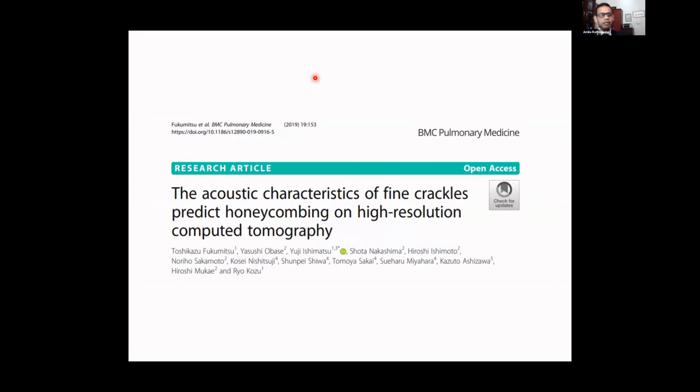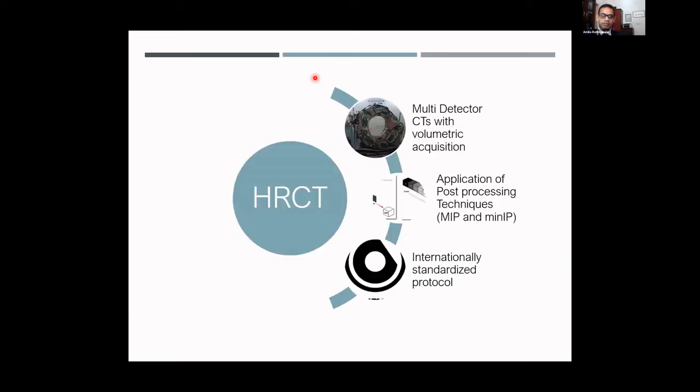This is a study published in BMC Pulmonary Medicine by a group of researchers. They have emphasized the fact that acoustic characteristics of fine crackles predict certain CT features like honeycombing with significance. So it is very important as a clinician, even as a general practitioner or a general physician, to do a thorough examination on these patients.